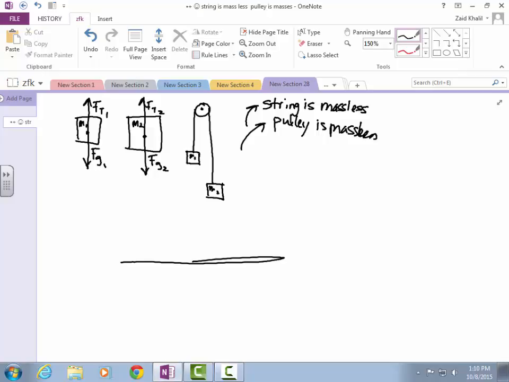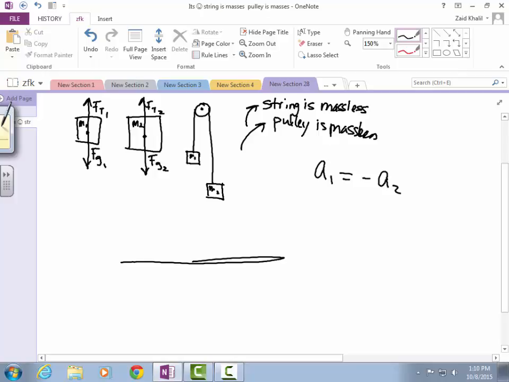So now let's think about M1 and M2. What can you say about the acceleration of M1 and the acceleration of M2? They should be opposite and equal. So we'll say A1 equals negative A2. Why? Yes. They're going in opposite directions. That's right. And they are equal. What are these two masses? It starts with a C. Connected. They're connected. What would happen if the magnitudes of the accelerations weren't the same? What would you observe?